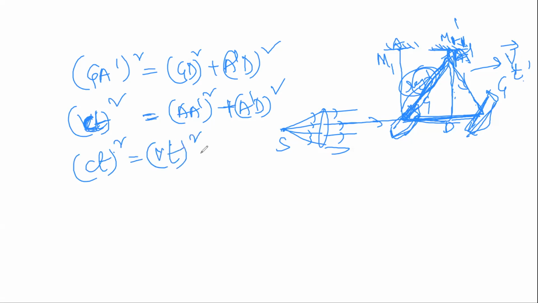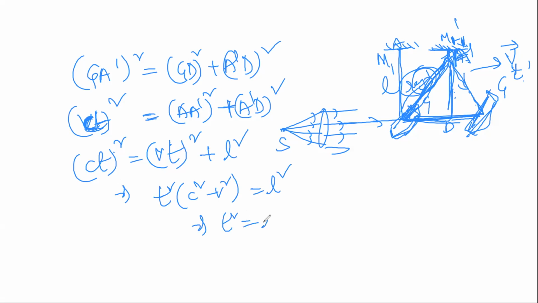This is VT whole square plus L square. A dash D, this is L. Okay. A dash D whole square. So what happens now? T square into C square minus V square equal to L square, which implies T square equal to L square by C square minus V square. Okay. Implies T is equal to L by root C square minus V square.